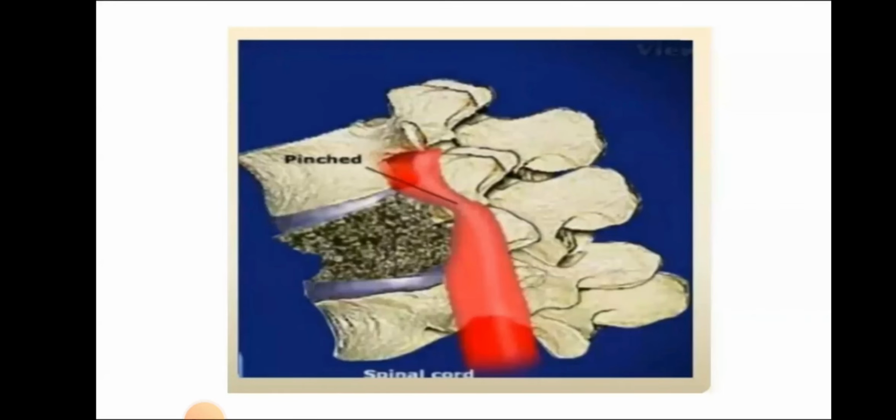And step 5, what happens? The deformed spinal column means, because of this collapse of the vertebral body, there will be deformation happening to the spinal column, and that deformed spinal column will compress the spinal cord. And when the spinal cord is compressed, what happens? There will be functional impairment. So that is step 5.